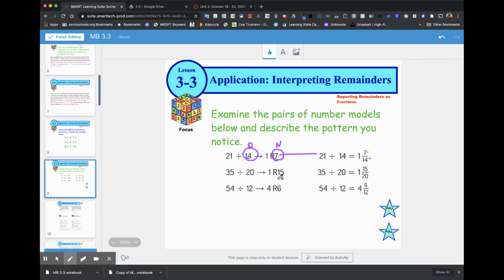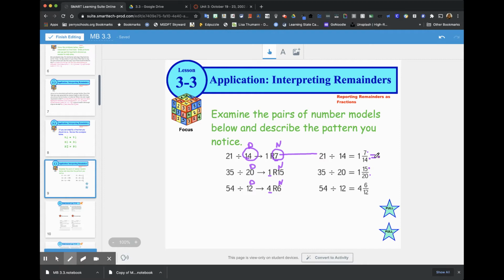So if we're going to use that same pattern, this should be the numerator. This should be the denominator. And what do we see? Numerator, denominator. 1 15/20. So again, here, 54 divided by 12 was 4 with a remainder of 6. So how many parts did we divide it up into? 12. So we got 4 6/12.